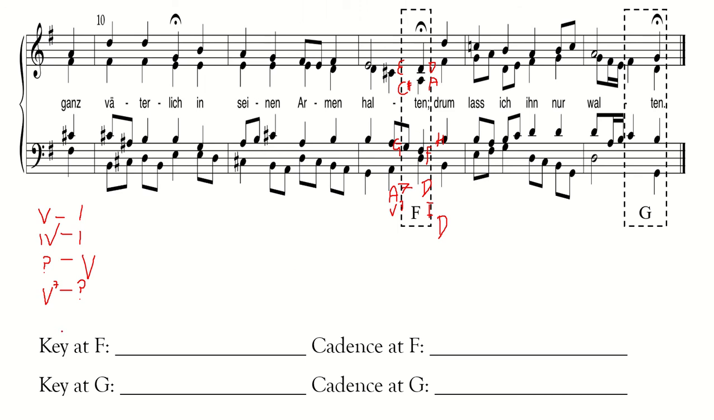And then remember, what is the 1? So if this is a perfect cadence, then which one is the 1? Well, it's D, so the answer is going to be D major.